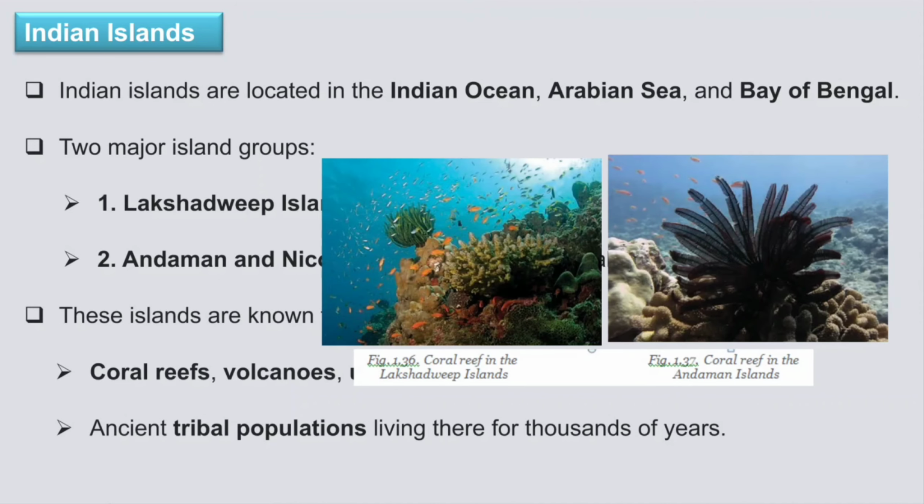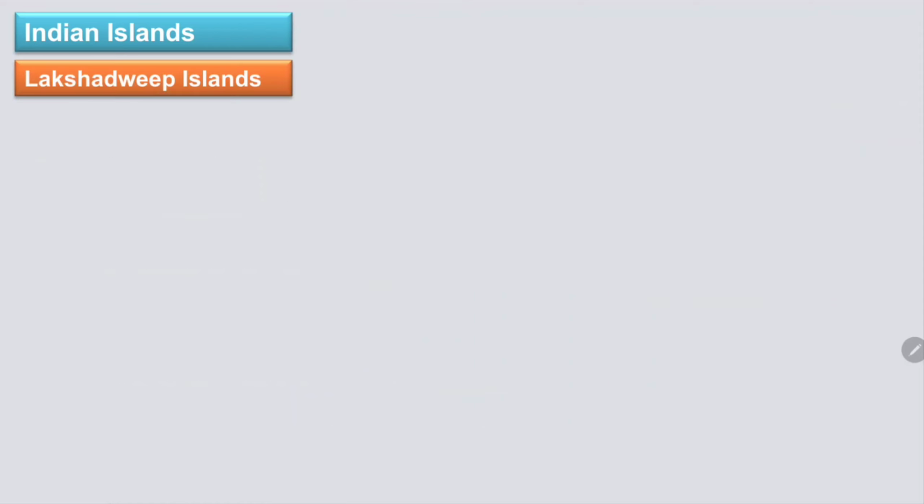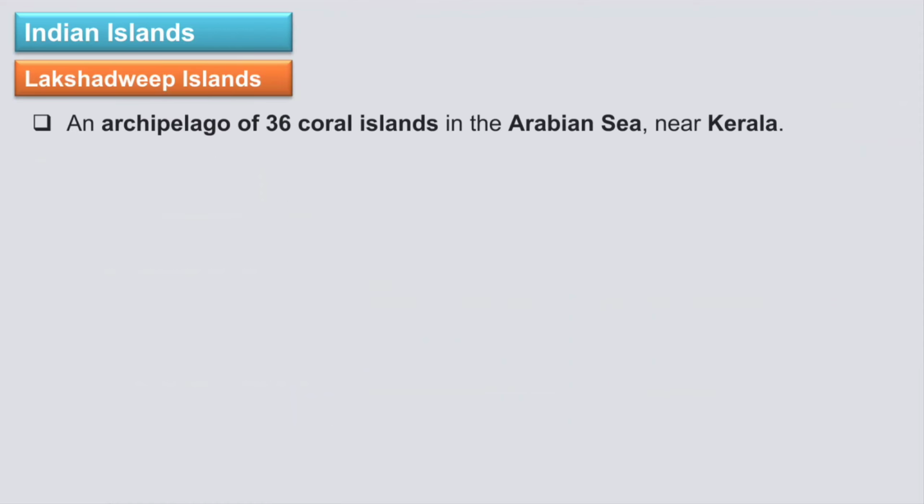So these are the coral reefs in the Lakshadweep Islands on this side, and on the right-hand side is the coral reef in the Andaman Islands. Now let us see about the Lakshadweep Islands, an archipelago of 36 coral islands. Archipelago means a group of islands, in the Arabian Sea and near Kerala. It is near Kerala.